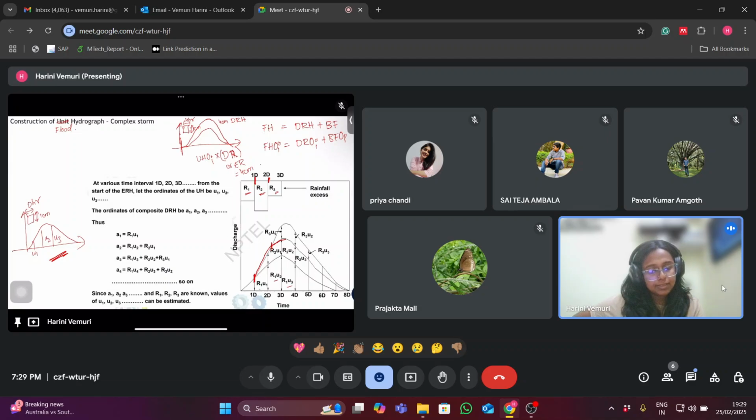Now suppose we are trying to calculate the ordinates of the flood hydrograph. At this step, this will be the ordinate of the flood hydrograph, and this will be the ordinate at time equal to 2D. And this entire length will be the ordinate of the flood hydrograph at time 3D. That means we have to sum up all these parts at each time step to get the ordinates of the direct runoff hydrograph for this kind of composite storm. Once we have this, we include the base flow term at each time step, so BF1 is the base flow value at time step 1, 2. If we add all these terms, we will have a flood hydrograph for this kind of complex storm.